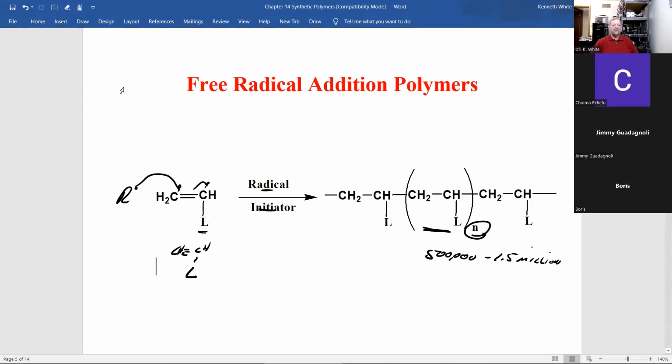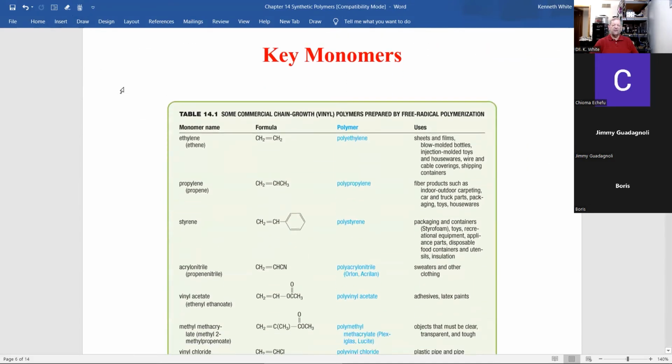Now, let's take a quick look at some key monomers and the products they make. If L is a hydrogen, this is called ethylene. It makes polyethylene. That's your saran wrap. When L is a methyl, you make polypropylene. Poly means many. How many of you have ever seen the plastic bubbles on things like a thumb drive or other things? There's a hard plastic bubble with the thing underneath it, and you try and get it open with scissors, knives, and it's hard to break into.